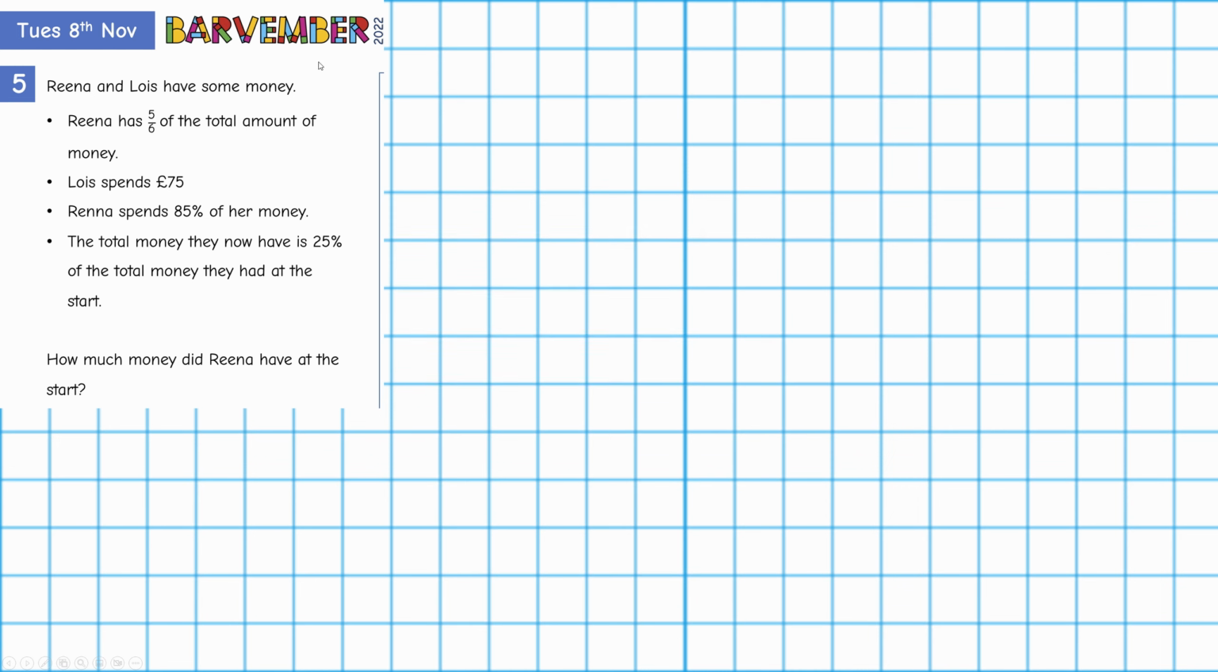Okay. Rena and Lois have some money. Rena has 5/6 of the total amount of money. Lois spends £75. Rena, it says Renna, but we'll assume it's still Rena, spends 85% of her money. The total money they now have is 25% of the total money they had at the start. Okay, and the question we're asked is how much money did Rena have at the start?